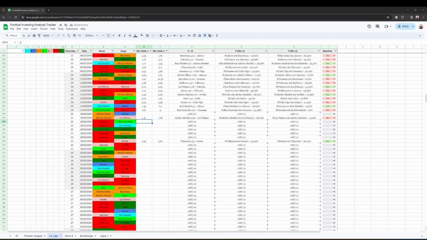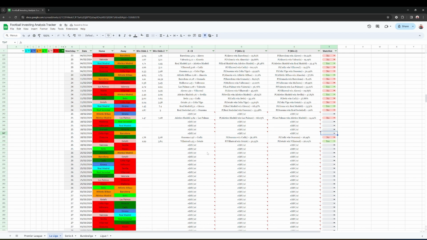Then moving on, we have Osasuna against Cadiz. Osasuna favorites. Number 6 against number 7, I won't touch this game. But yeah, Osasuna are pretty strong favorites. 1.785, 2.8. So yeah, that's a no.